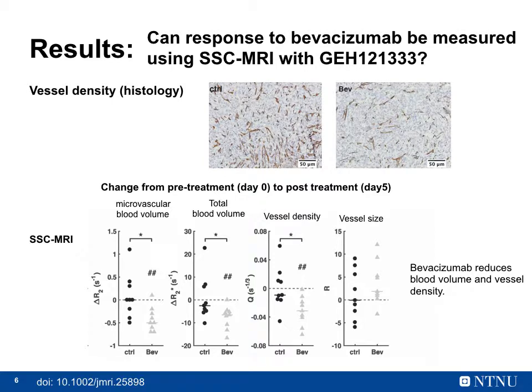The bottom figure shows the change in parameters from pre to post treatment. While there is little change in the control tumors, the treated tumors have significantly decreased delta R2, delta R2 star, and Q, which relate to blood volume and vessel density.